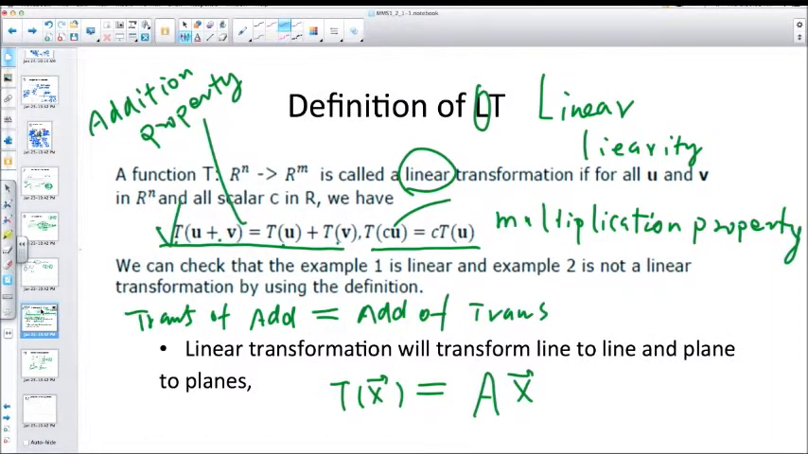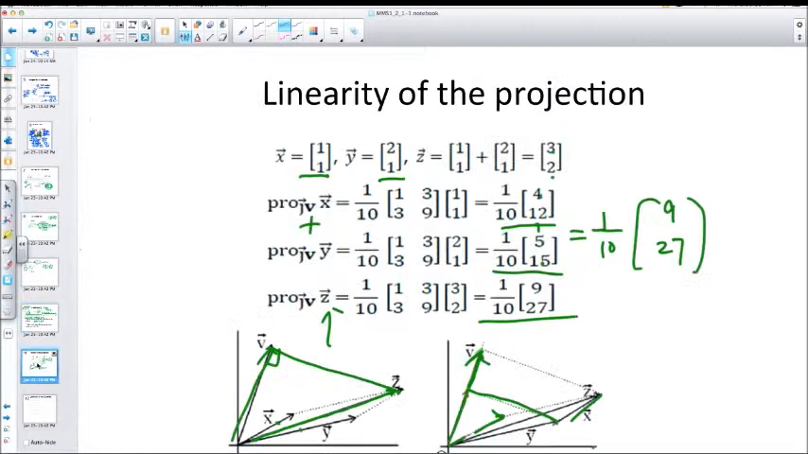That is the rule here. You need to have this addition property. And the multiplication property is very simple. If you get z, you got a half z here, you project it, it's just half of the projection. That's the easy thing.